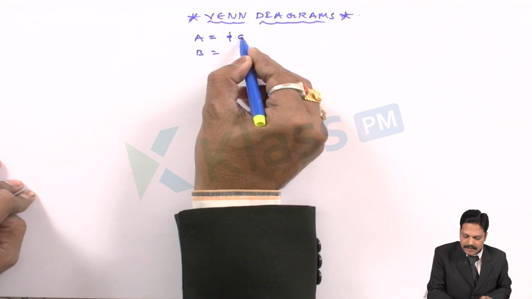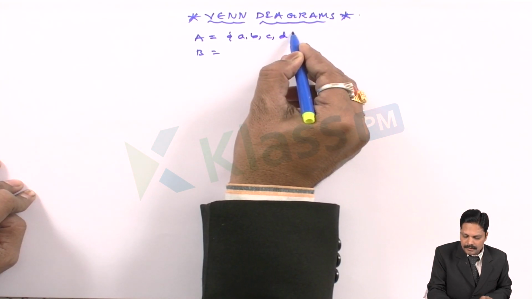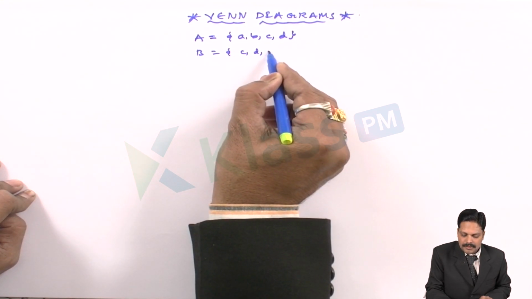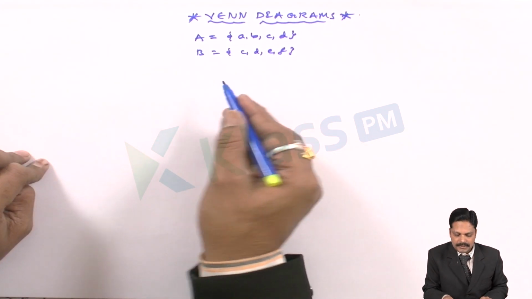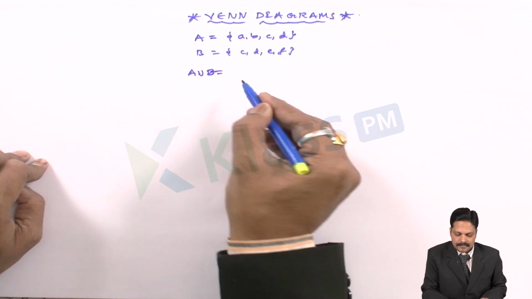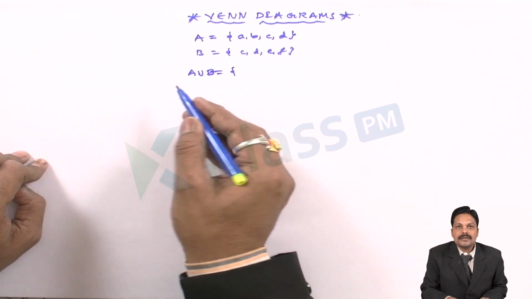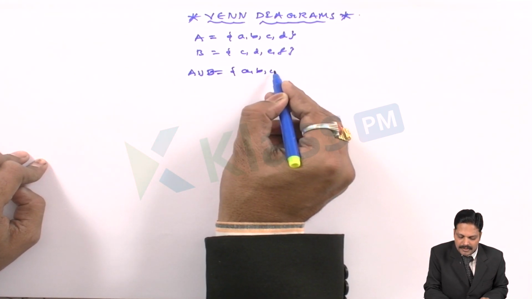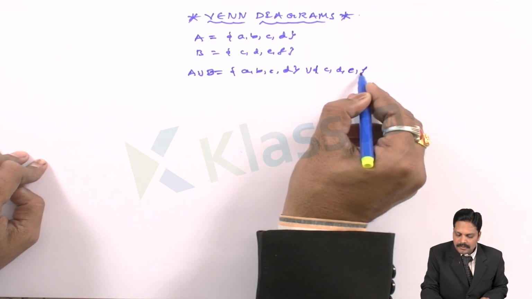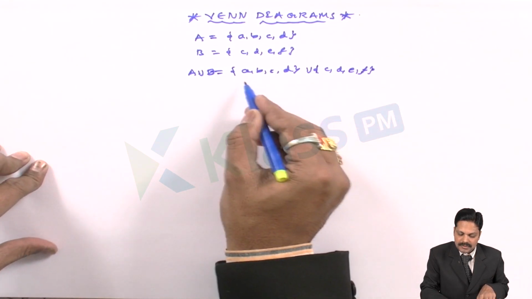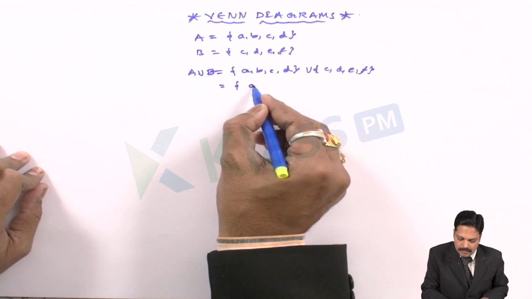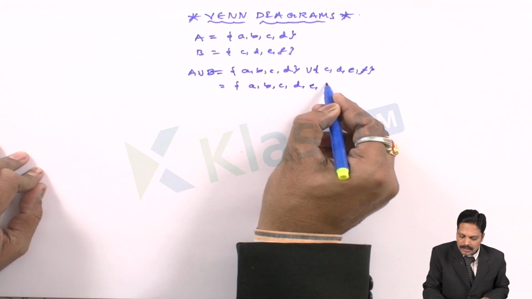Let us consider here A and B, two sets, to represent the Venn diagrams in different ways. Here I am taking A as {A, B, C, D}, it is one set, and I am taking here {C, D, E, F} as the B set. So how can we represent A union B? As per our regular procedure I am taking {A, B, C, D} union {C, D, E, F}. So these are the two sets. Union means we need to take all elements. So {A, B, C, D, E, F}.